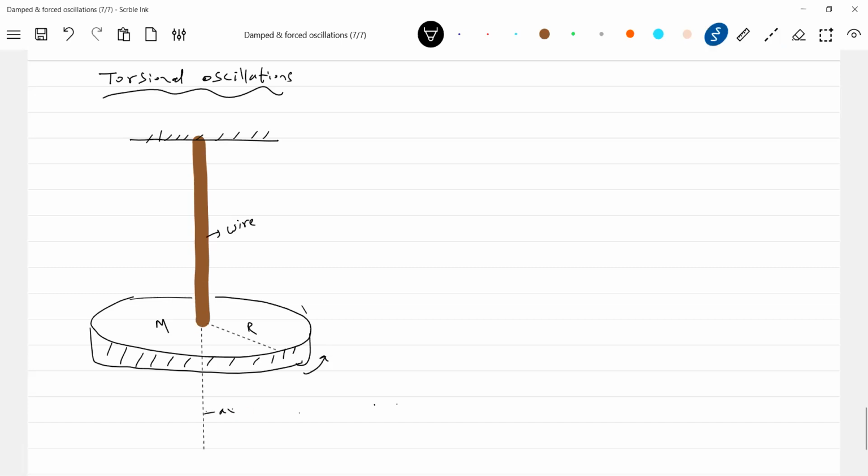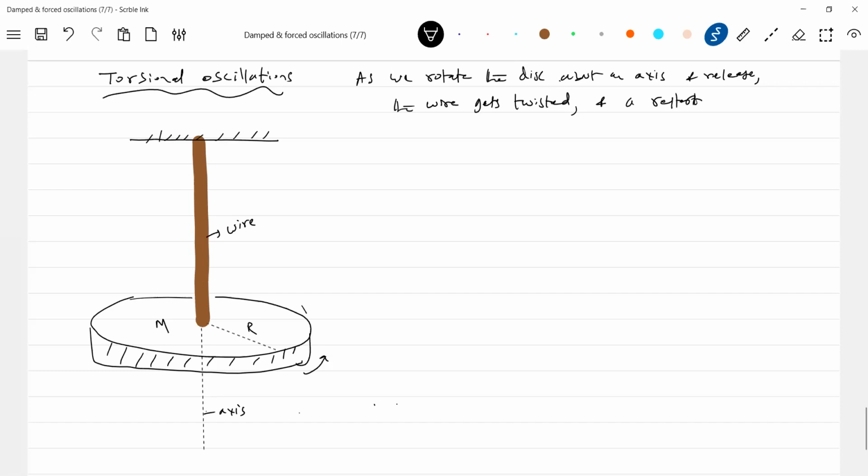This axis. About the suspension only, that's called like an axis here now. So we'll proceed like this. As we rotate the disc and release, the wire gets twisted and a restoring torque is set up in it.